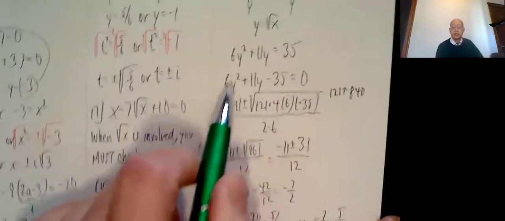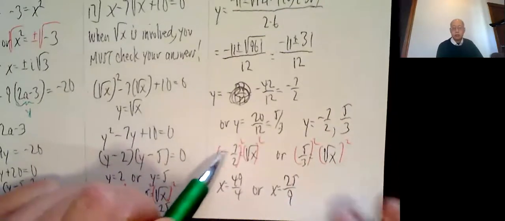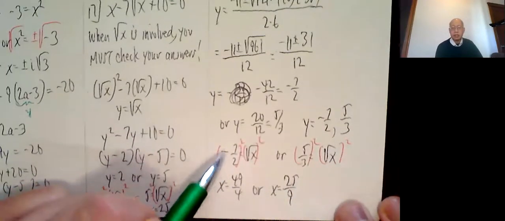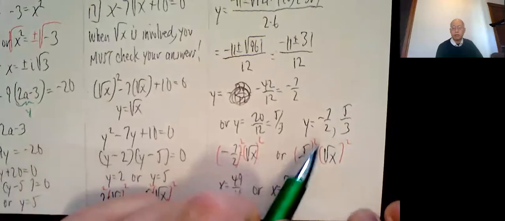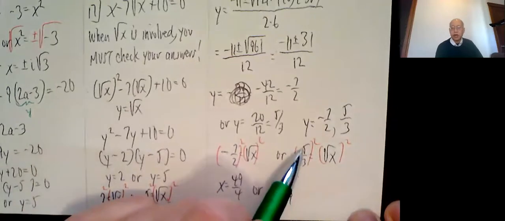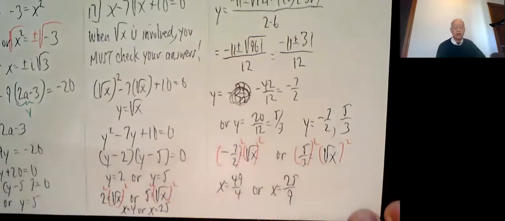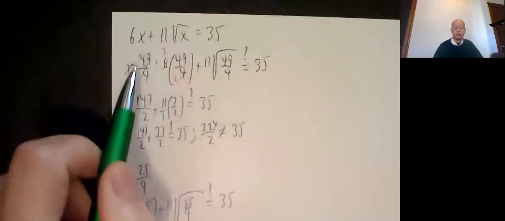Okay, but substitute back, y is equal to square root of x. So square root of x = -7/2. Square both sides, 49/4. Square root of x is 5/3. Square both sides, 25/9. However, we still have to check. So check back against the original.